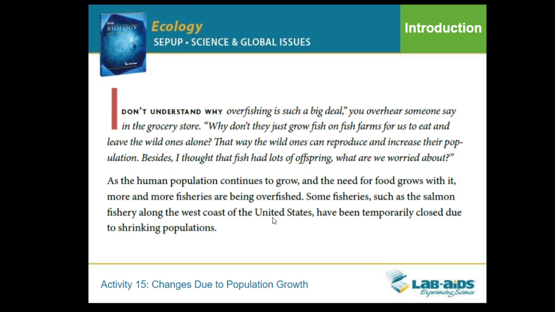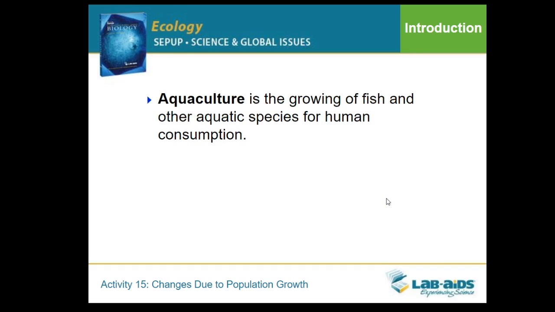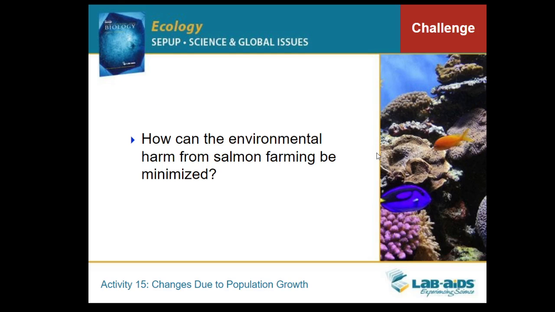So if you haven't already, make sure you read through the introduction because it's going to help open up this concept. And one of the things we're going to talk about is aquaculture and what that might look like. Make sure you read the section on the different aquaculture systems as well. And so what is aquaculture? It's the growing of fish and other aquatic species for human consumption. Our challenge question, our purpose was, how can the environmental harm from salmon farming be minimized? So we're going to try to explore those environmental impacts and see how we can minimize that.